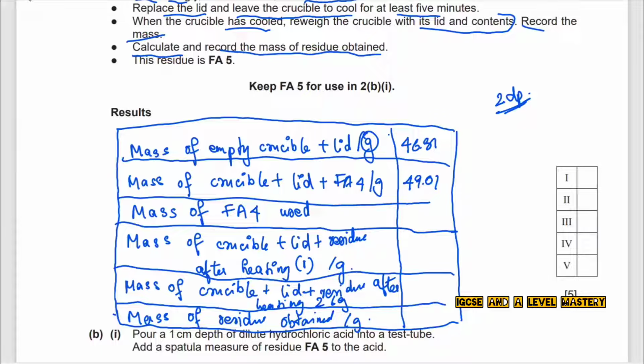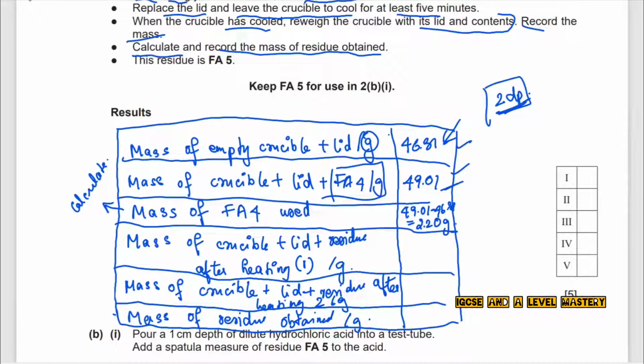So now the next is mass of Fa4. Remember, this was given as calculate. So which means you have to use the values that you got to calculate the mass of Fa4. What will be the mass of Fa4? Nothing but this weight minus this weight. Because if you see over here, only Fa4 is the addition, right? So if you want to get the mass of Fa4, you can just subtract the mass of crucible plus lid from the mass of crucible plus lid plus Fa4. So when we do that, it will be 49.01 minus 46.81, which will be equal to 2.20 grams.